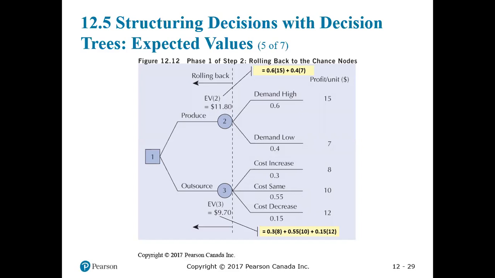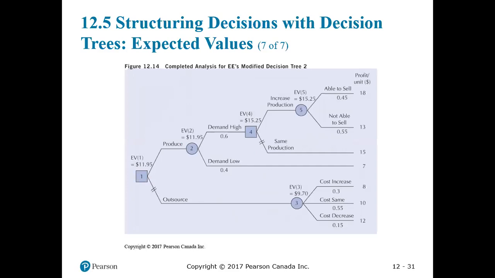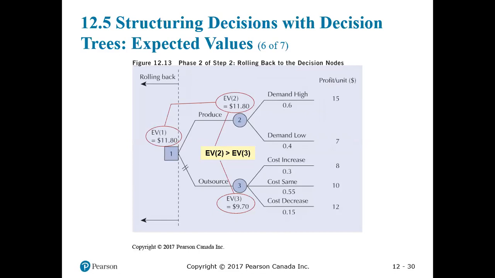So as you can see, if expected value of 2 is greater than expected value of 3, then node 1 will take on the expected value of 2. And of course, here we're looking at profit. If we were looking at cost, then this would be the reverse. The one with the lower cost would be the one we choose, so we would look for the one where expected value is lower.